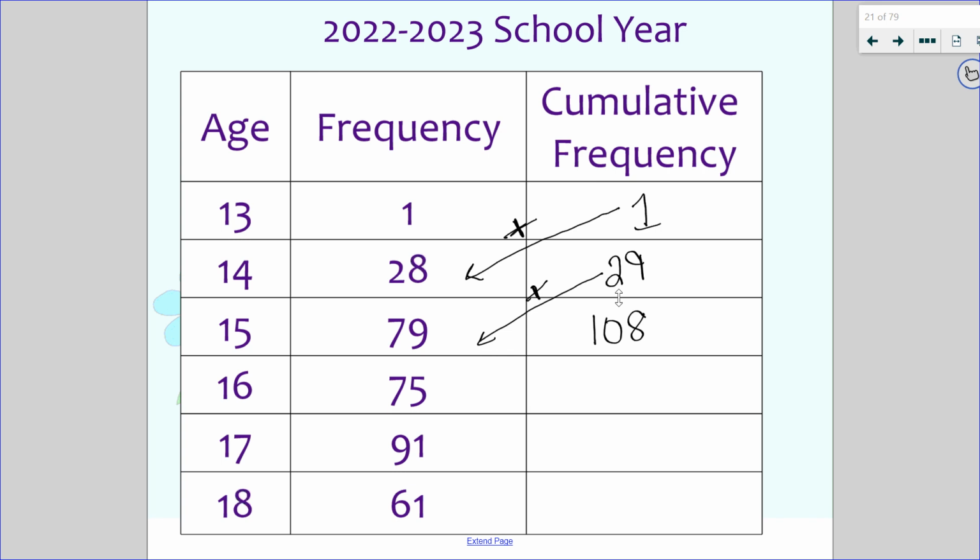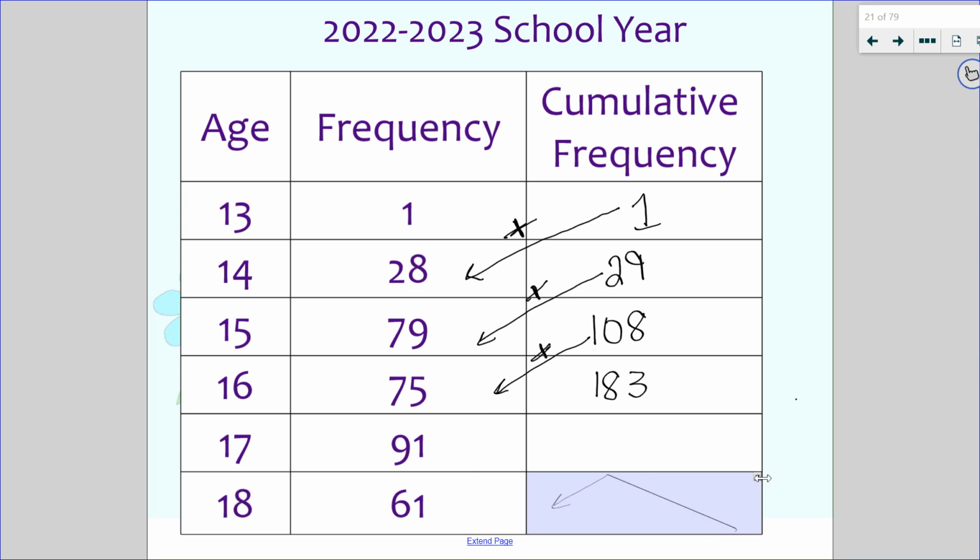Then if we take that number, add it to the 16-year-olds, that'll tell you those that are 16 and younger. So example, those that are legally unable to watch an R-rated movie, for example. So that's going to be 183. And then if we do that number plus 91, that's going to be 274.